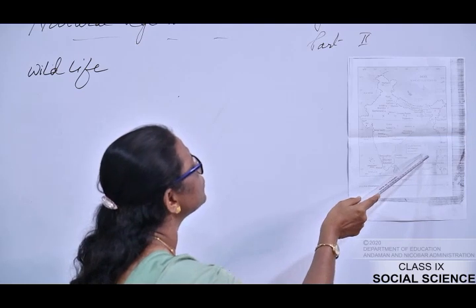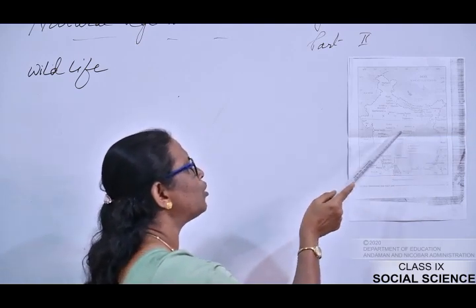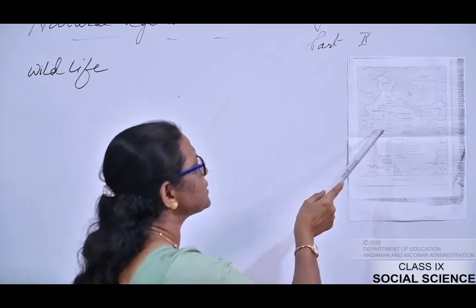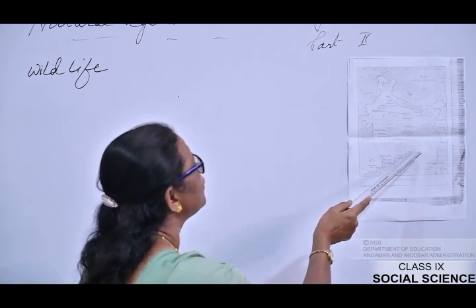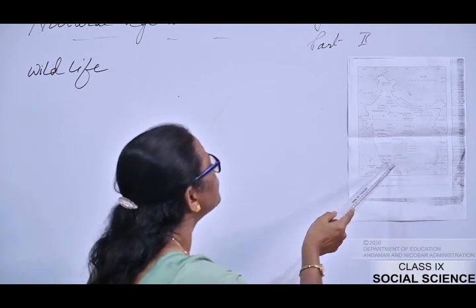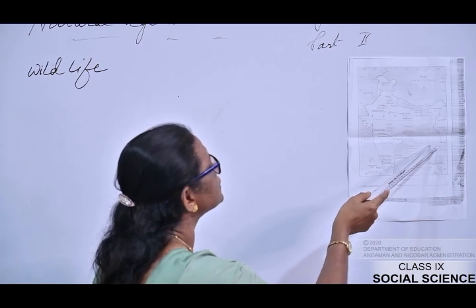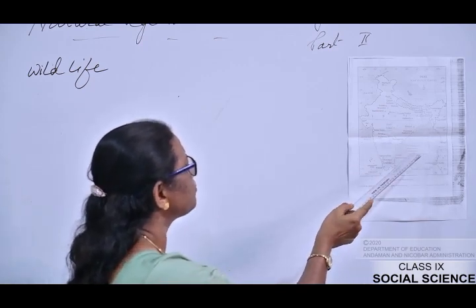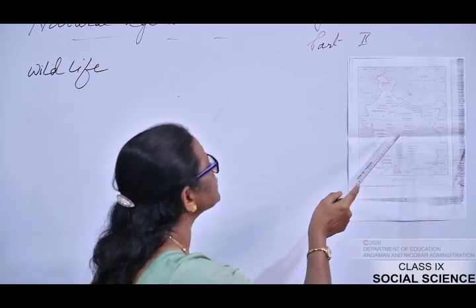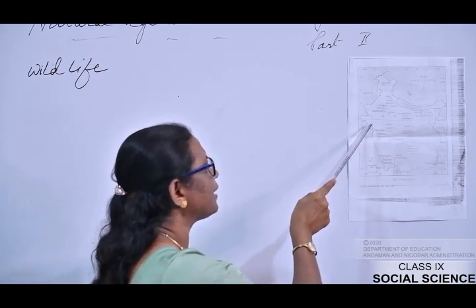here you have the symbols. From this symbol you can understand what is shown here. This triangular shape shows the national park, the cross stars show the bird sanctuary, and the circle shows the wildlife sanctuary. So national parks: this Sanjay Gandhi National Park, and the Gir National Park.